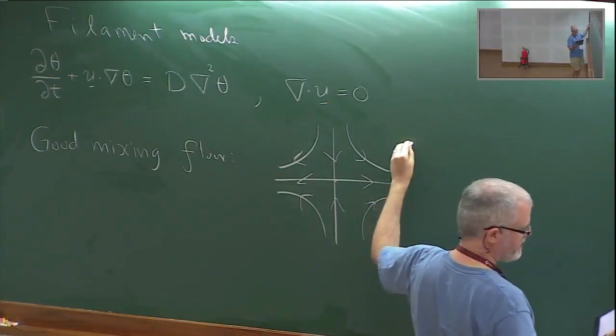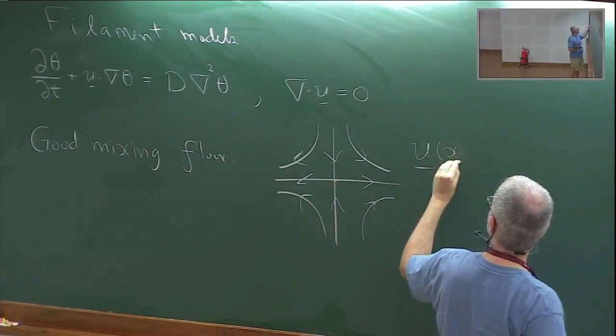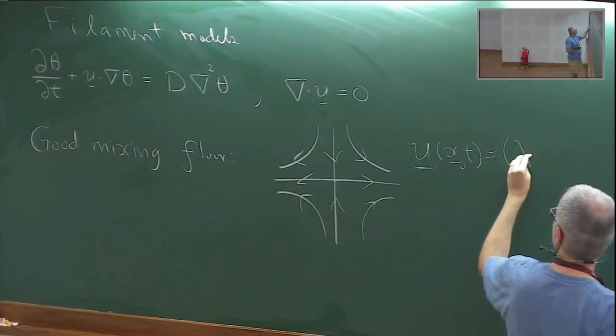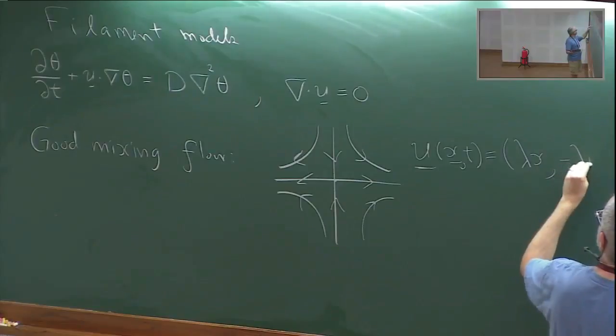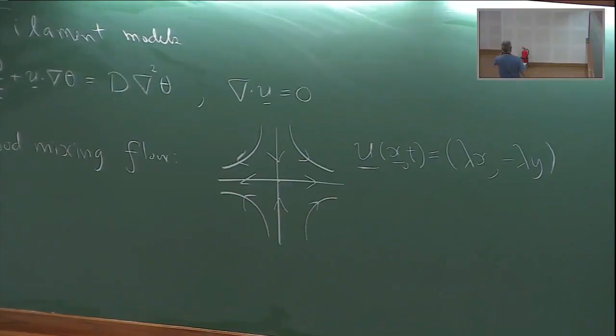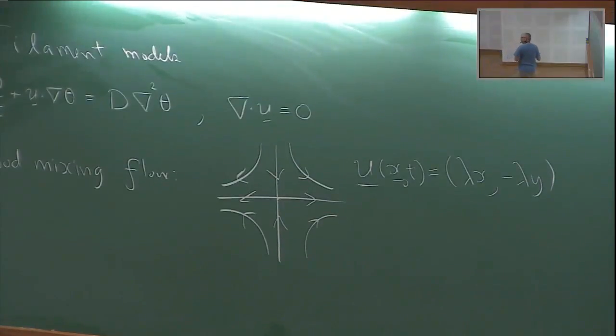And so the flow itself can be written as u of x, y is some constant lambda x and the same constant minus lambda y, where lambda is called the rate of strain, and it's got units of inverse time. And so, as you can see, there's a fixed point right in the middle.